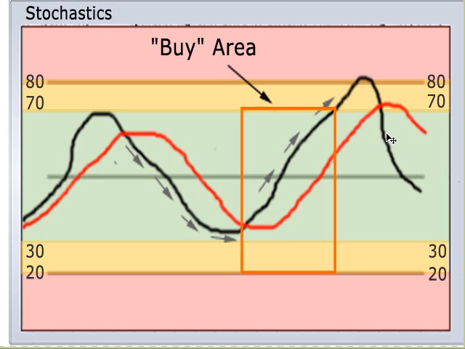Now the optimal place to buy using stochastics would be as the K line or the D line is moving up and is not over 70. And conversely, you'd be selling if the K line or the D line was moving down and not under 30. So by giving a quick look at the stochastics on any chart, you can avoid buying in when stocks are overbought or selling when they're oversold. Using stochastics in this simple way will help you enter trades at the right time.